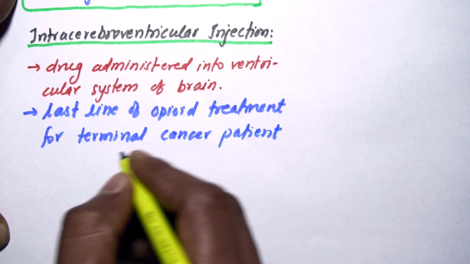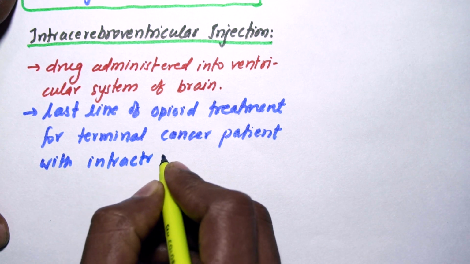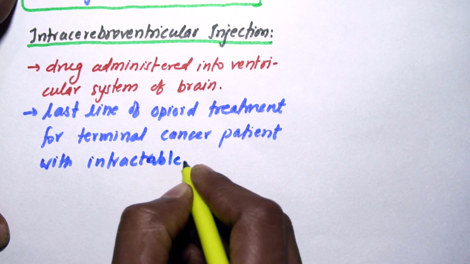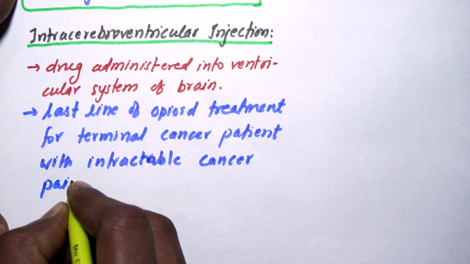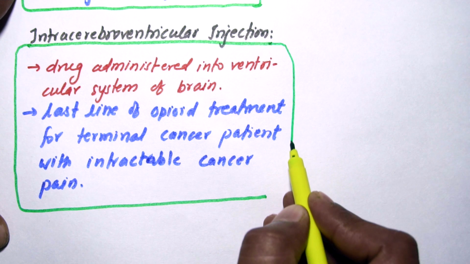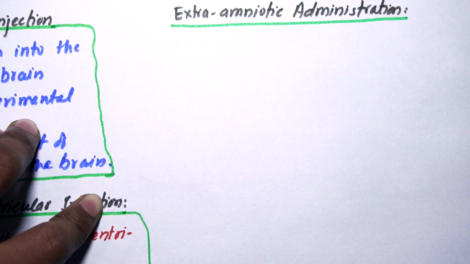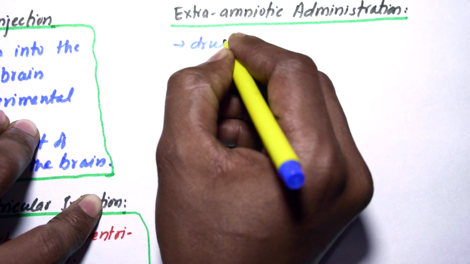Terminal cancer patient with intractable cancer pain. Okay. So in this scenario, we are going to use intracerebroventricular injection. These injections are rarely used. Okay. Now another one is extra-amniotic administration.